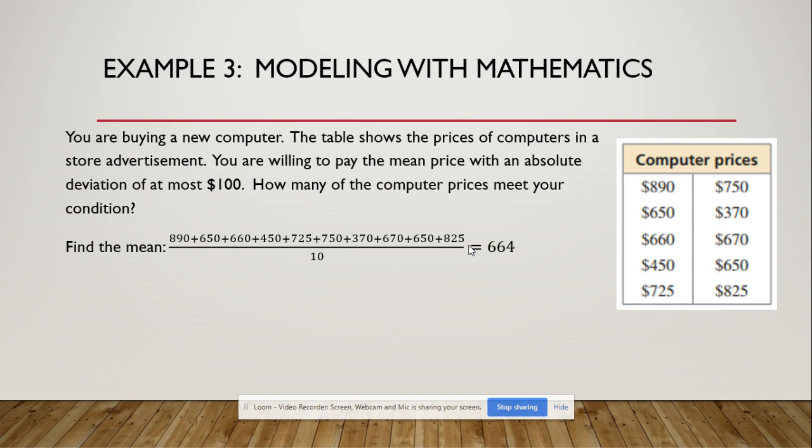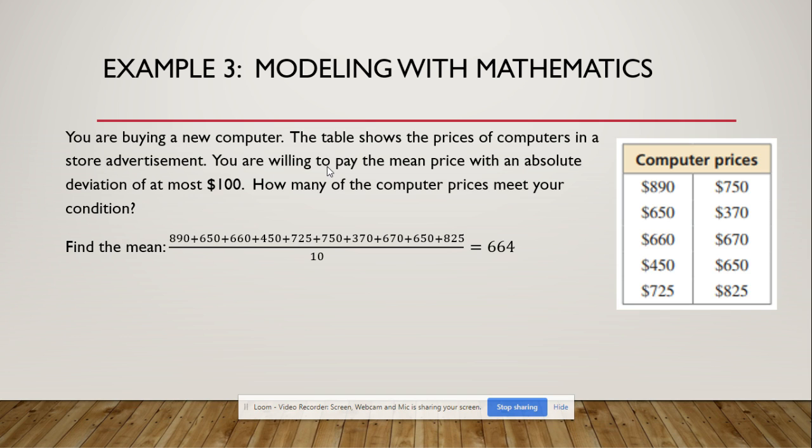We want to find what the average computer price is. To find the mean, you add up all the numbers, divide by how many there were. So the average cost of a computer, after you looked at all these different computers in a store advertisement, was $664.